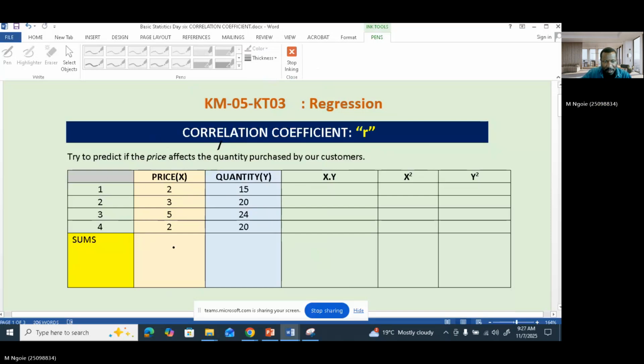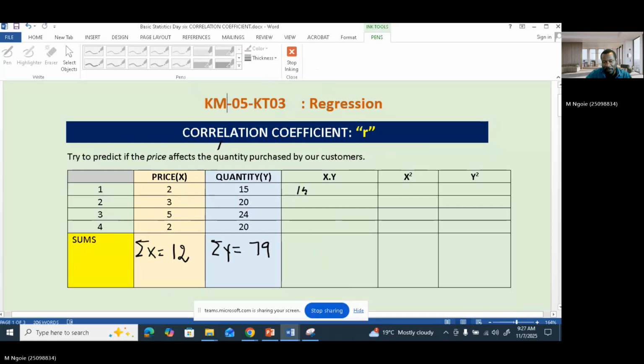So what we're going to do here, it's going to be the sum of x. That's going to be 12. Here it's the sum of y. That's going to be 79. From here, it's x times y.